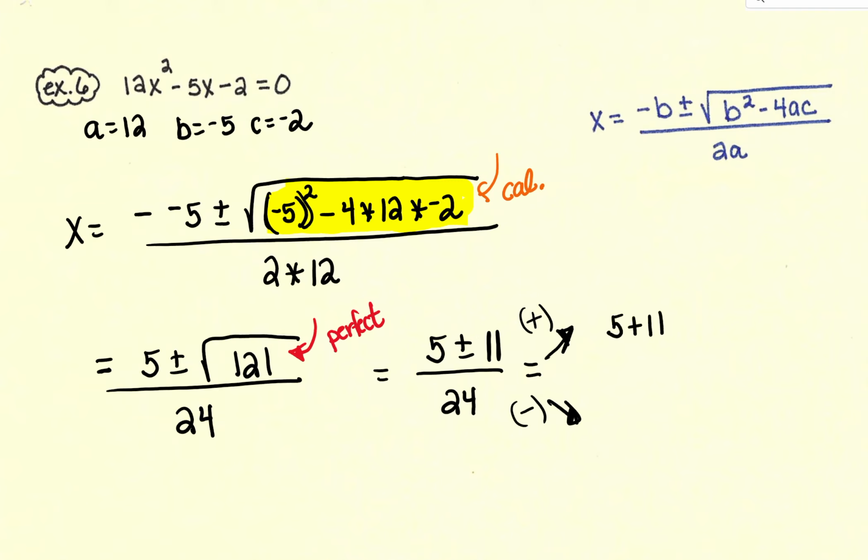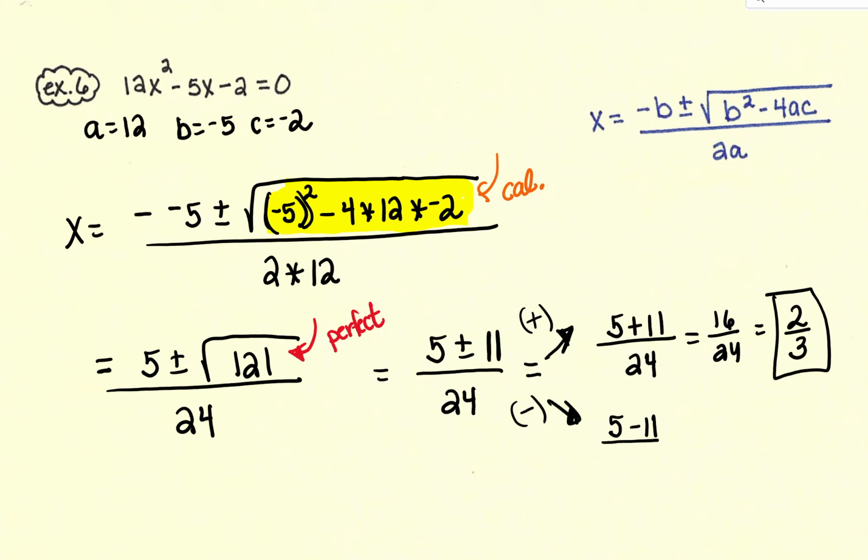5 plus 11 over 24. And that's going to be 16 over 24, which reduces to 2/3. And then you'll say 5 minus 11 over 24. And so when you say 5 minus 11, you get -6 over 24, which reduces to -1/4. You want to always reduce your answers.